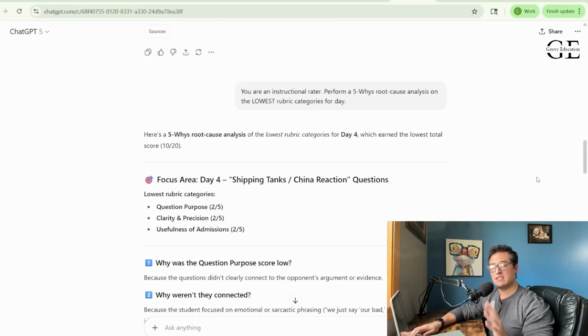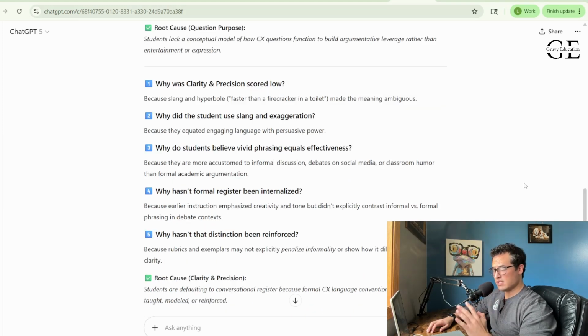Now that ChatGPT has the student's answers, we can dig in a little bit more. Let's start with a prompt I've been really liking lately. I asked, you are an instructional rater, perform a 5 whys root cause analysis on the lowest rubric categories. What this does is it looks at where the student is struggling and explains why they aren't deserving full points. Let's take a look. Now, AI is not always going to give us the best answers, but in this particular case, it provided some really insightful knowledge, starting with this.